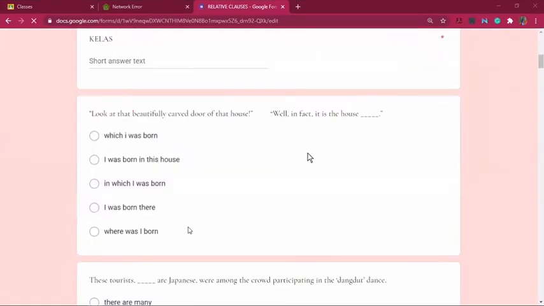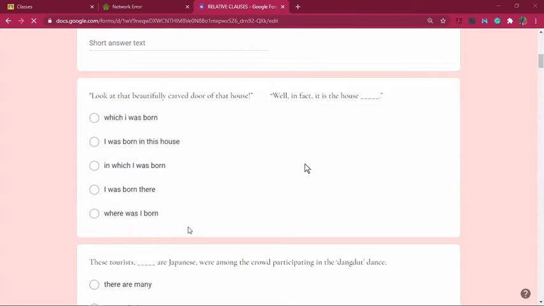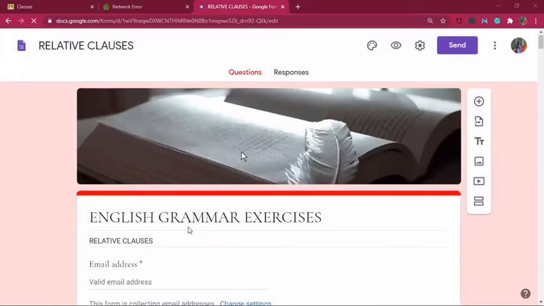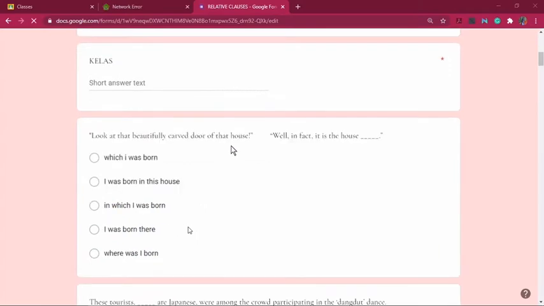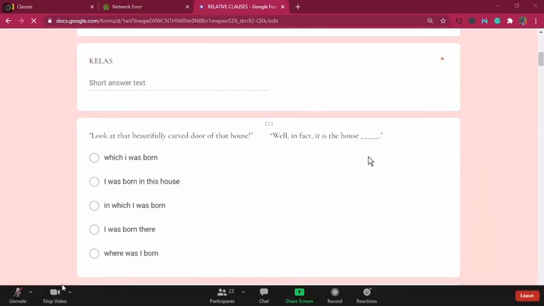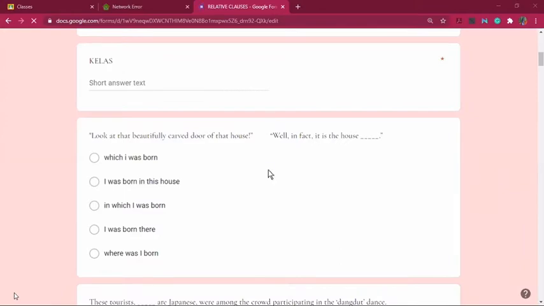Okay, so this is English. This is the relative clause. Let's start discussing the questions. So we start from number one. Look at that beautifully carved door of that house. Well, in fact, it is the house. First of all, I'm going to ask you, how many relative clauses do you know so far? Five, I think. Okay, so let me write down here.